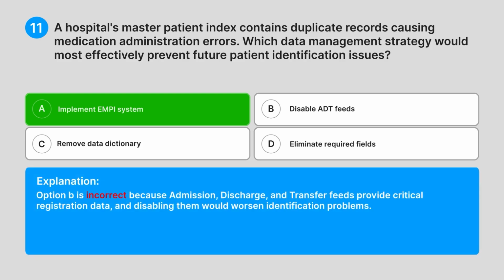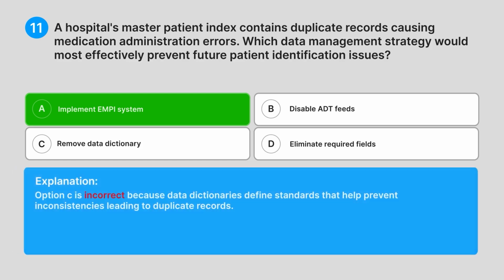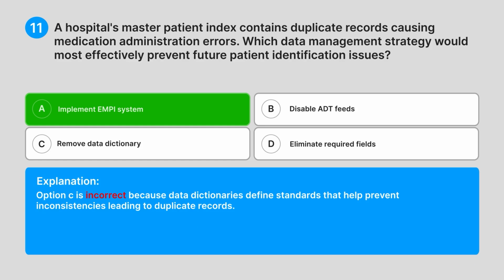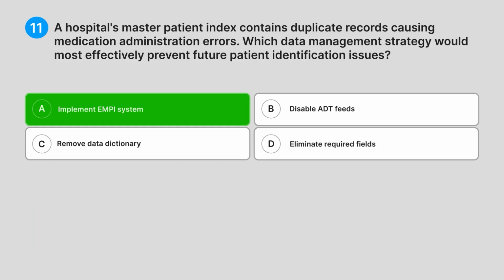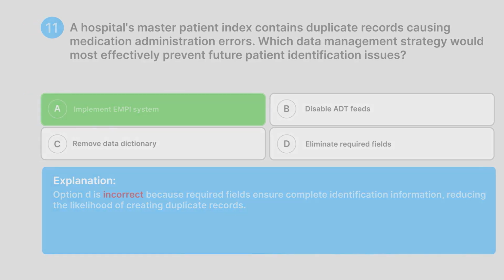Option B is incorrect because admission, discharge, and transfer feeds provide critical registration data, and disabling them would worsen identification problems. Option C is incorrect because data dictionaries define standards that help prevent inconsistencies leading to duplicate records. Option D is incorrect because required fields ensure complete identification information, reducing the likelihood of creating duplicate records.